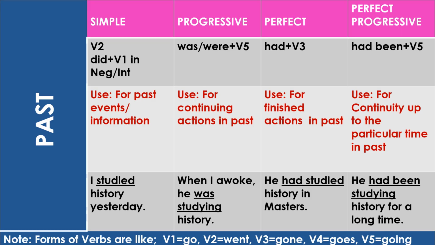Past perfect progressive, which is called past perfect continuous as well. Here we use had been as the helping verb plus V5, the fifth form of the verb. This is used for continuity up to a particular time in the past. For example, he had been studying history for a long time.